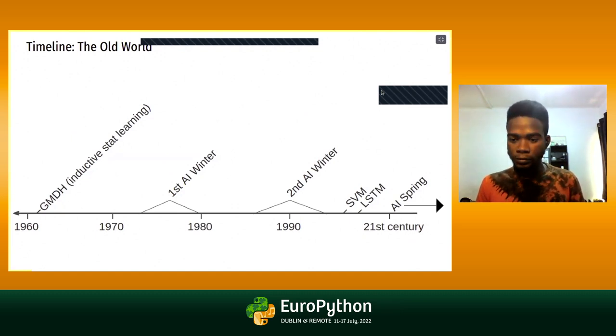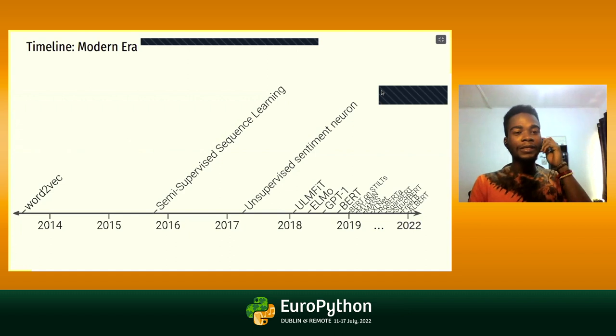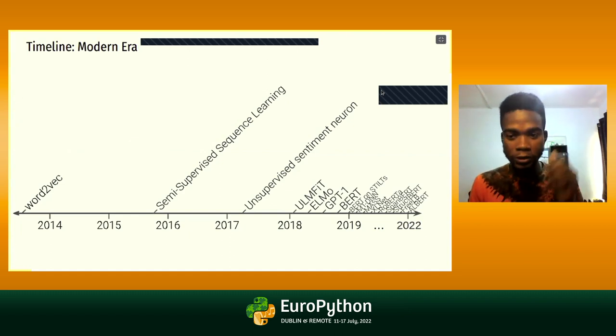Between 1990 and the 2000s, there were very few innovations, but two of the most notable ones are SVM and LSTM. Then in the 2000s, we started experiencing the AI spring, which is still the phase we are in right now. And what was the biggest change in the AI spring? I would say the biggest change is that we waited to have faster computers, faster computational resources to run the kind of experiments we need to run.